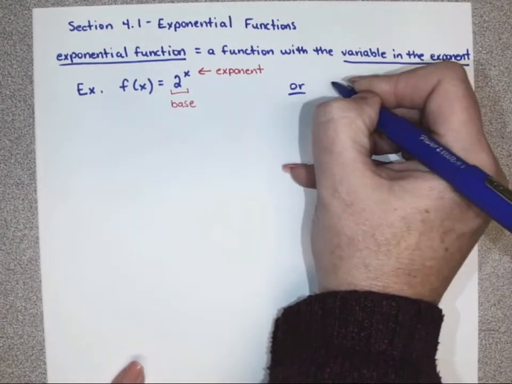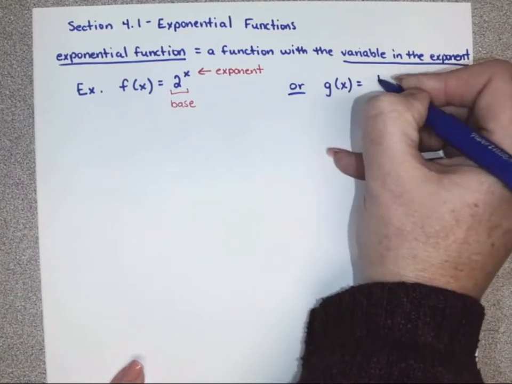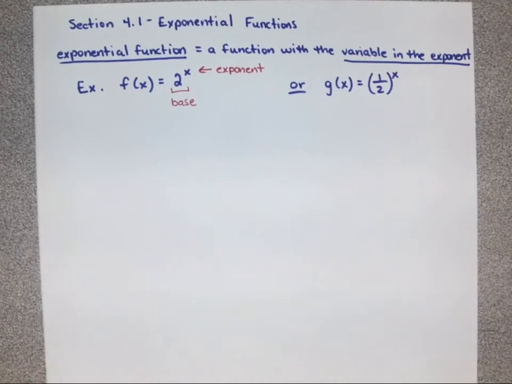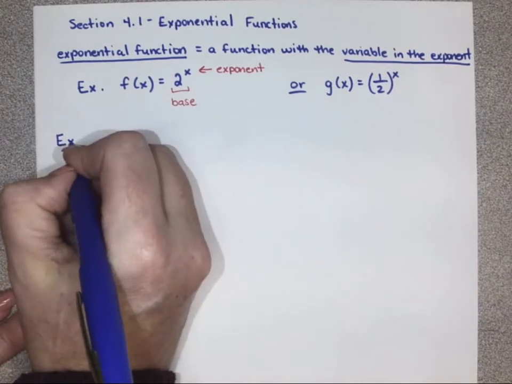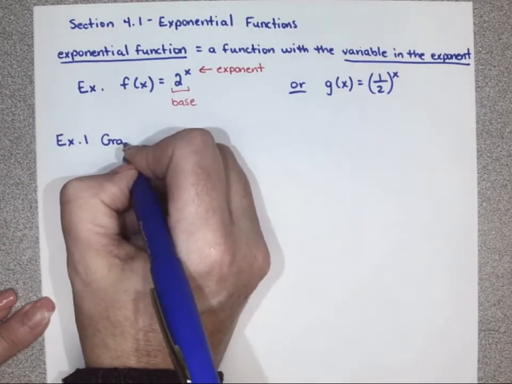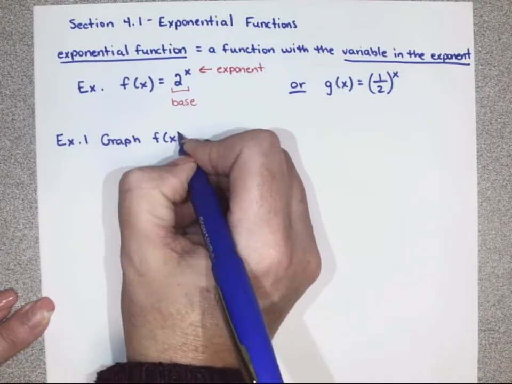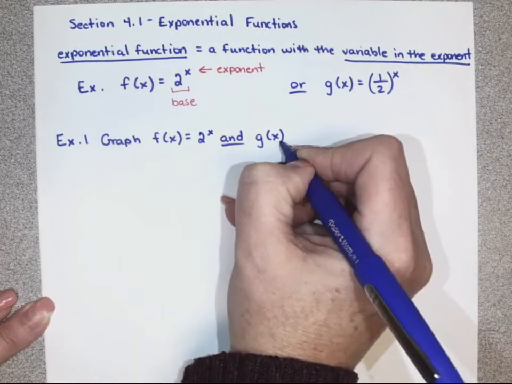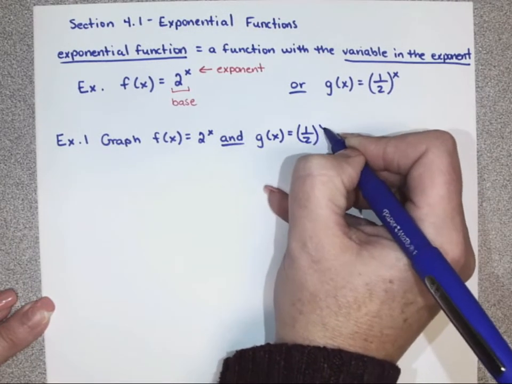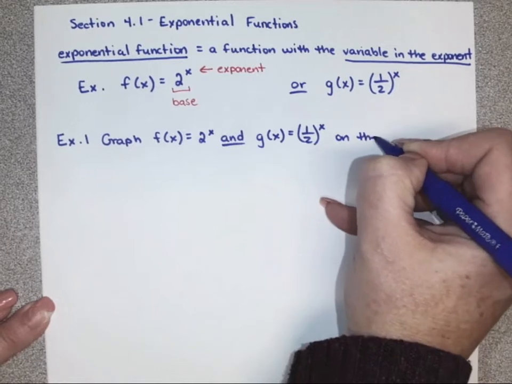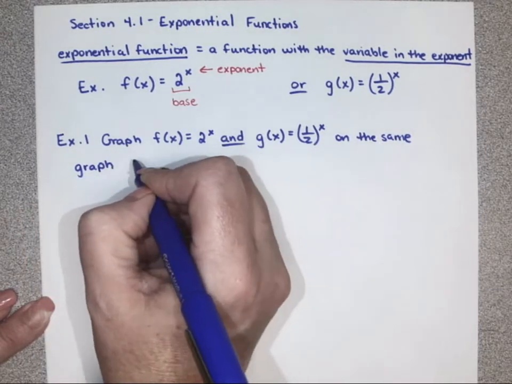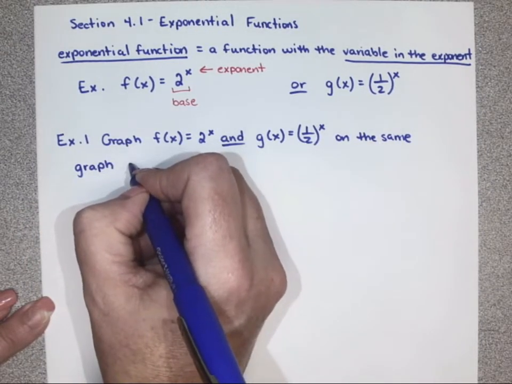Or you might see it with a little more unusual base. So the base doesn't have to be a whole number. The base can be a fraction like this one, so that would of course be 1/2 to the x power. And so the first thing that I want us to do here is graph both f of x equals 2 to the x, and g of x equals 1/2 raised to the x power, on the same graph. Then we're going to find the domain, the range, and any asymptotes of each of them.